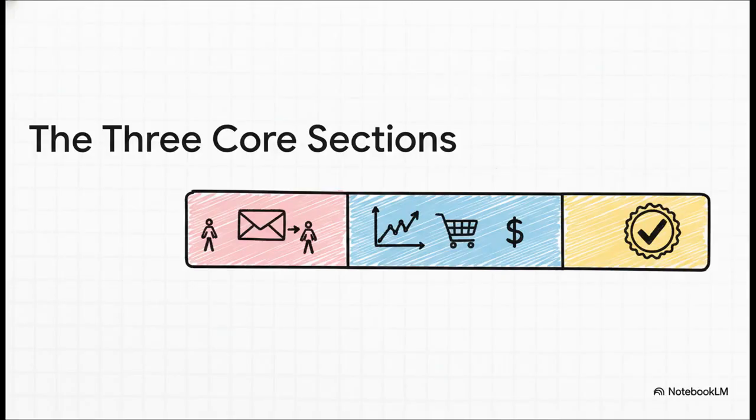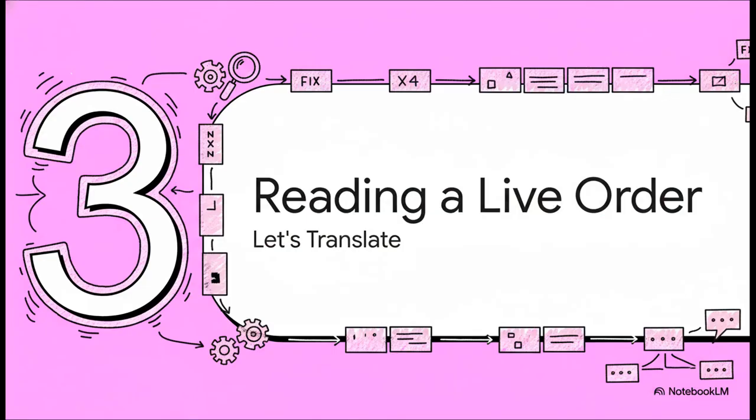The header is basically the envelope. It tells you who sent it, where it's going, and what kind of message this is. The body is the main event. That's where all the business details live. And the trailer? That's just a quick little check at the end to make sure the message didn't get scrambled along the way. All right, enough theory.